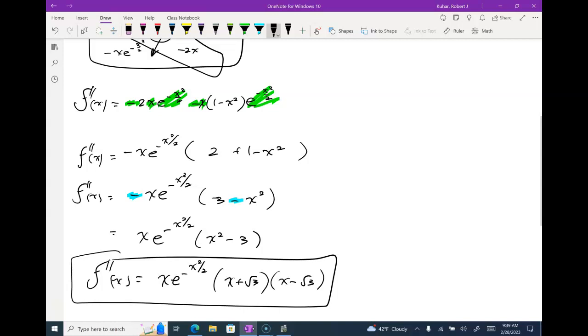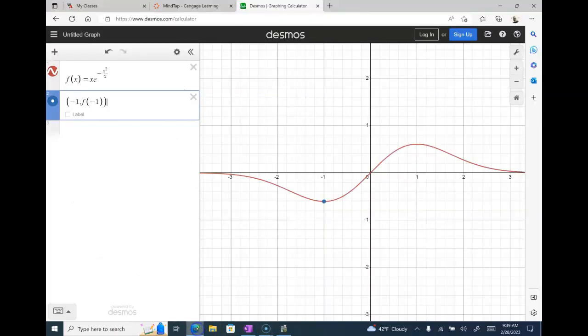I want things factored, all derivatives factored. What are my criticals? Plus or minus square root of 3 and 0. If I go back to my graph, I can graph 0, f of 0. It's obvious what that is, though. There's a place where I'm changing from concave up, smile on the left side, to frown on the right side. I'm changing my concavity at 0.